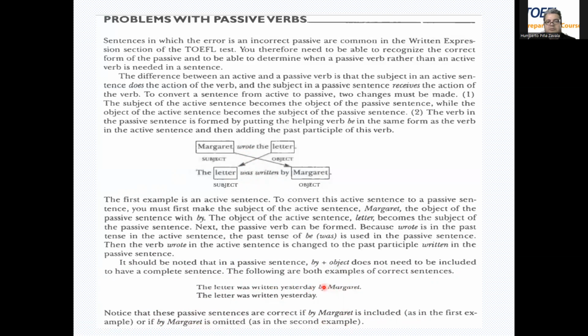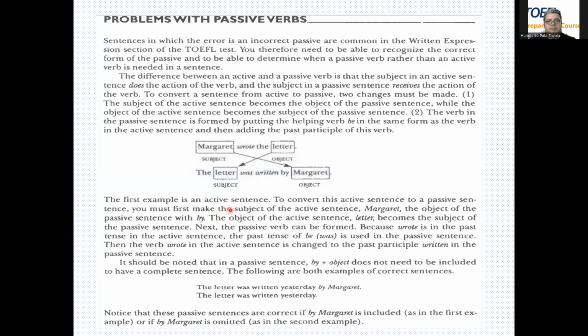Okay. So if we give credit, we say by Margaret. If we don't give credit, then we just say the letter was written yesterday. Because in passive voice, we're more focused on the process than on who did what, you know. In active voice, it's very important to say who did what.